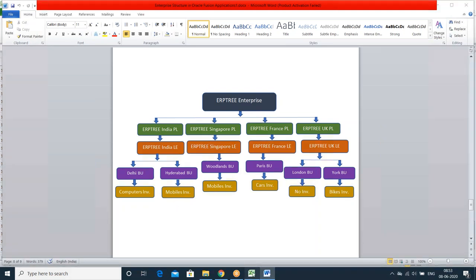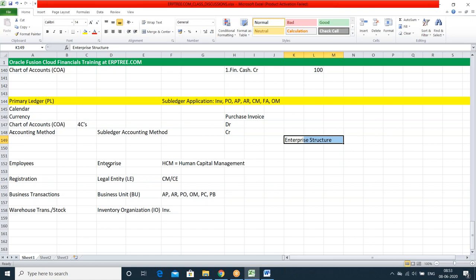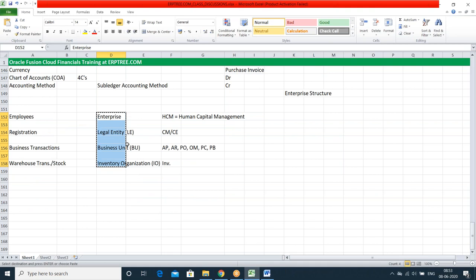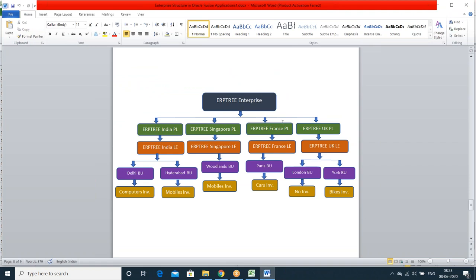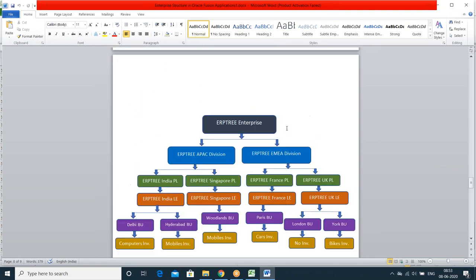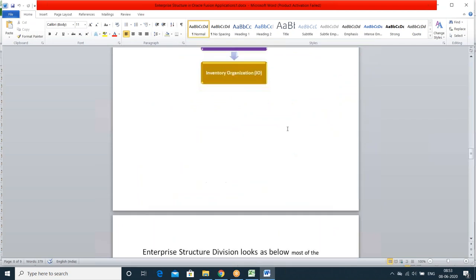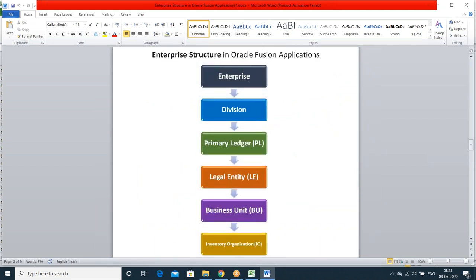Okay, now let's look into a few points. The points are how many enterprises, how many legal entities, how many primary ledgers, or else you take from here. Okay, so as per this hierarchy, you can take the complete information to a spreadsheet, so that we'll go and discuss. Okay, top level we have enterprise. Under enterprise we have a division. Under division we have a primary ledger. Under primary ledger we have a legal entity. Under legal entity, business unit. Under business unit, inventory organization. We'll take the same information to a spreadsheet and we'll discuss.